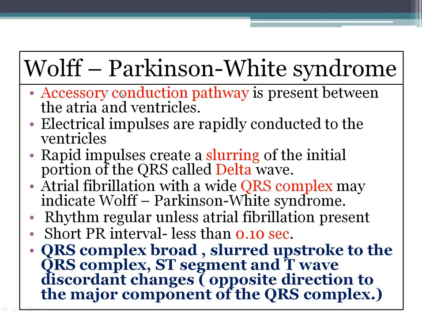In this special case, what happened? Accessory conduction pathway is present between atria and ventricle. Electrical impulses are rapidly conducted to the ventricle. So this rapid impulse creates slurring of the initial portion of the QRS called delta wave. That is a special character of the Wolff-Parkinson-White syndrome. And the rhythm is regular unless atrial fibrillation is present. That is also you have to note. Then the peculiar features, we can see QRS complex broad, slurred upstroke to the QRS complex, ST and T wave discordant changes. All these changes we can note.